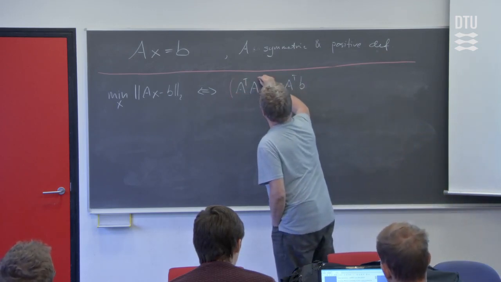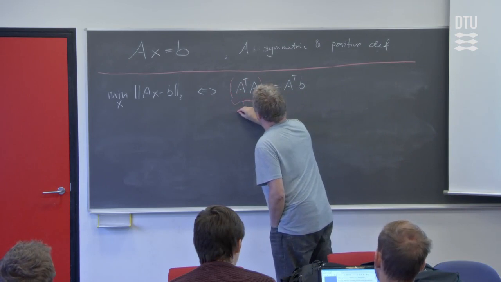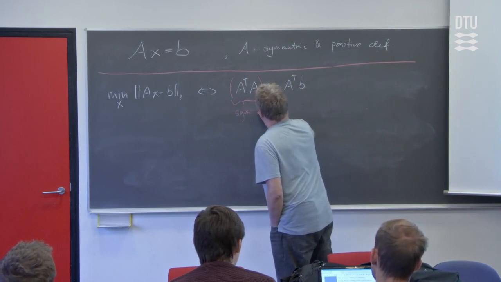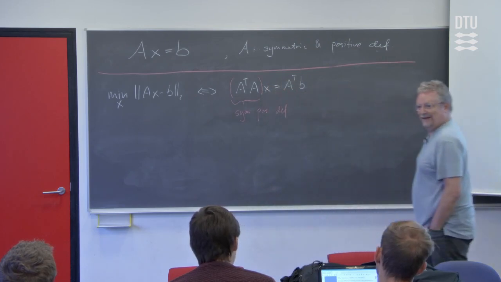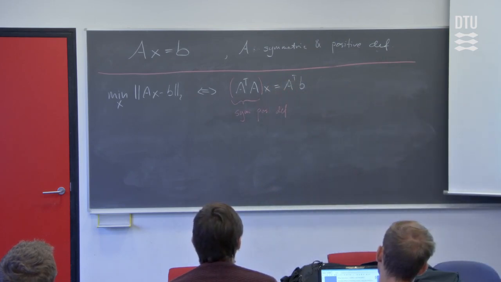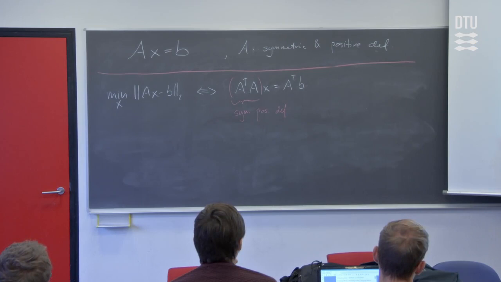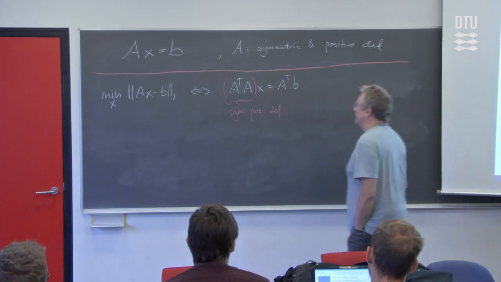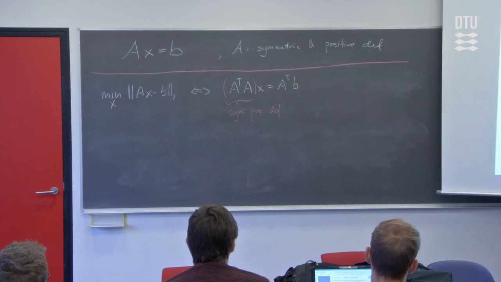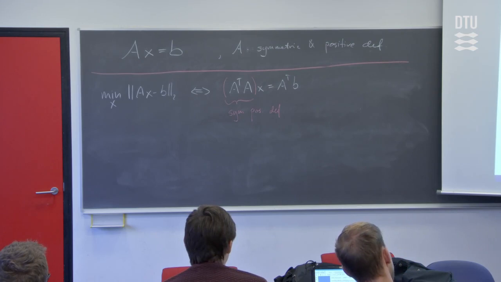Because that matrix there is actually symmetric and positive definite. No matter what A is, well, let's assume A has full column rank, then this matrix is going to be symmetric and positive definite. It's pretty obvious that it's symmetric because of the way that we have defined it, and it's fairly easy to check that it's also positive definite when A has full column rank.